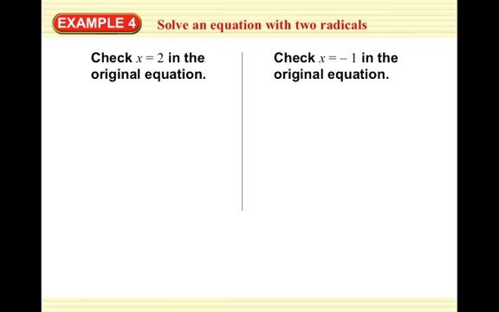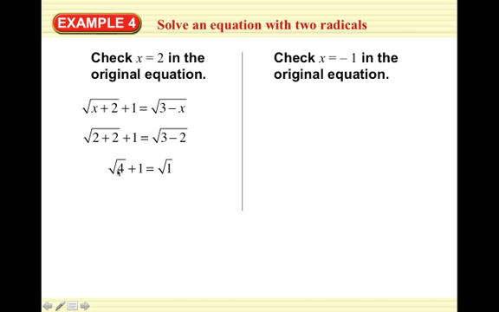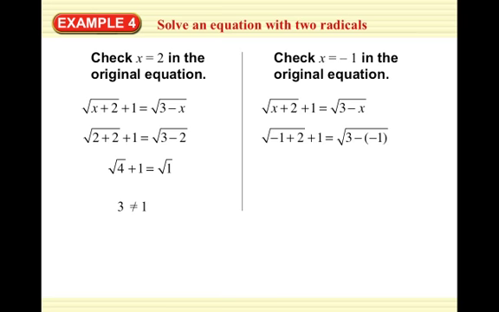We're going to check these in the original equation. So everywhere we see x, we're going to plug in 2. So we get square root of 2 plus 2 plus 1 equals square root of 3 minus 2. 2 plus 2 is 4, so square root of 4 plus 1 equals 3 minus 2 is 1, so square root of 1. So that's going to give me 2 plus 1, which is 3, equals 1, which is not a true statement, so 2 is not a solution. Let's try negative 1. It could be that we have no solution, or it could be that negative 1 works, even though 2 did not. So let's plug in negative 1.